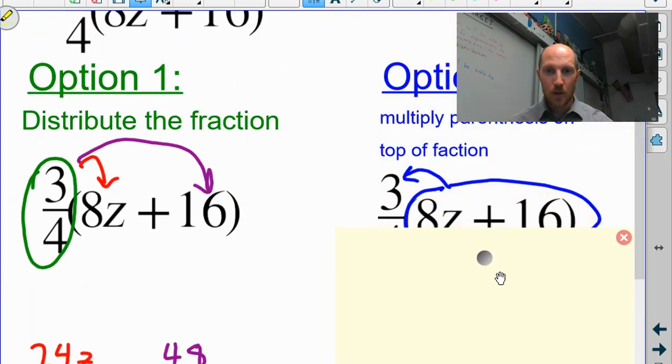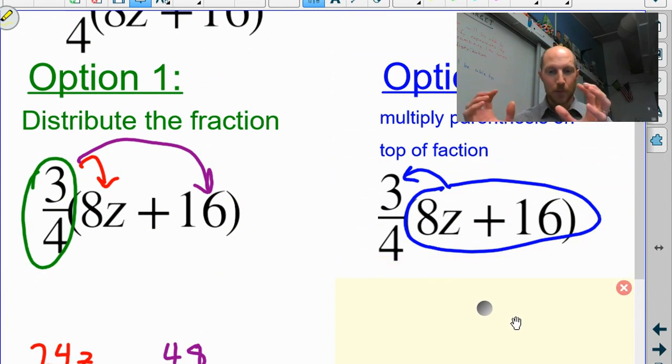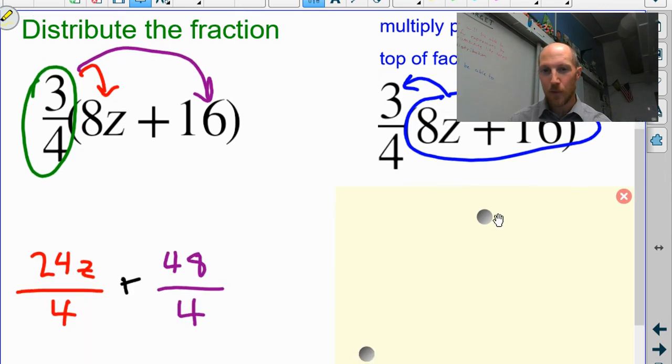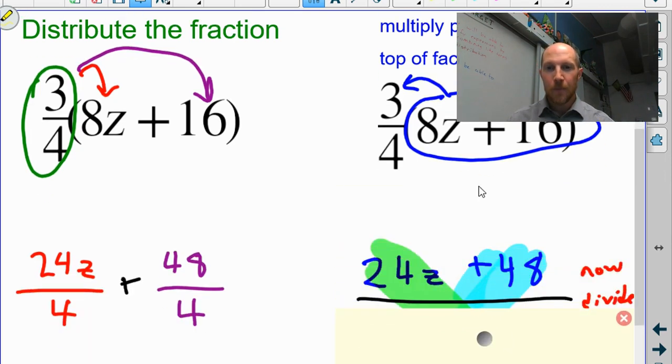Option number 2, take the group in parentheses, multiply it onto the numerator. So just multiply everything by 3. That's going to give me 8 times 3 is 24z, and the 16 times 3 will give me plus 48. All of that group divided by 4. So really, it's like taking that fraction. Here's what's happening. I'm going to take that fraction in the original problem, the 3 divided by 4, and I'm just making it into 2 steps. First, multiply the whole group by 3, then divide the whole group by 4.